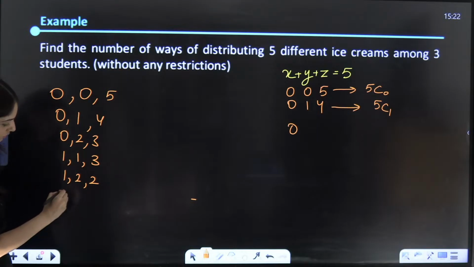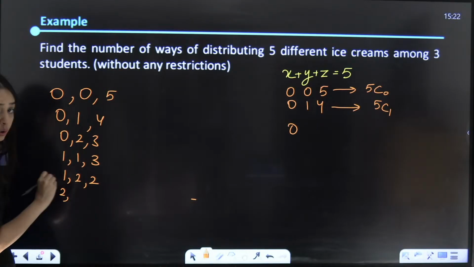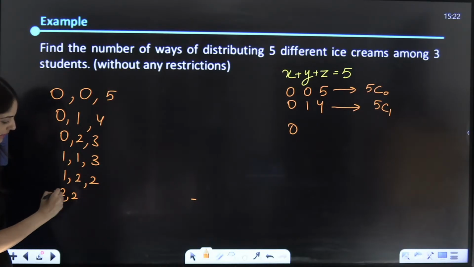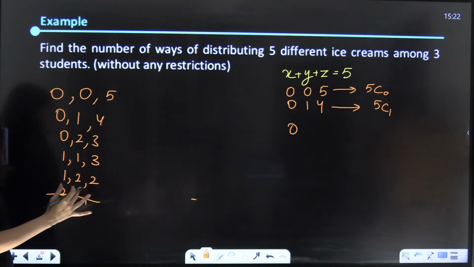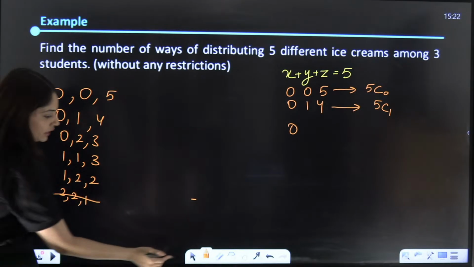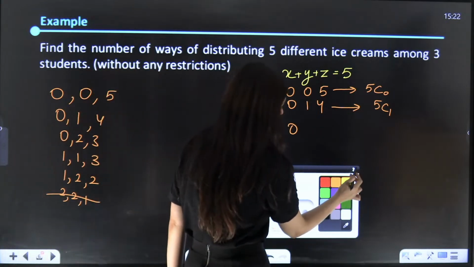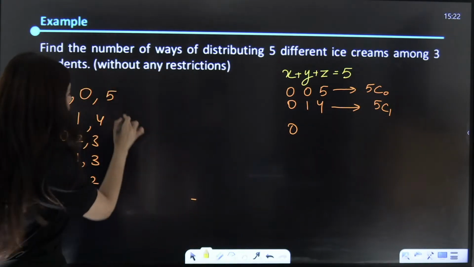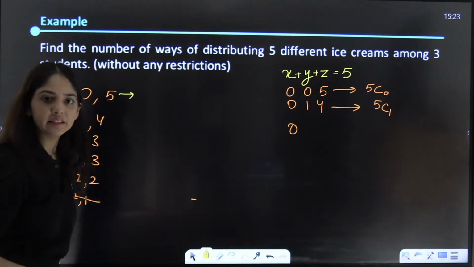Then no further case will be there because 2, 2, and then 1, we've already counted this. So these are all the possible cases, right? Now we have to find how many ways of selecting the ice creams.